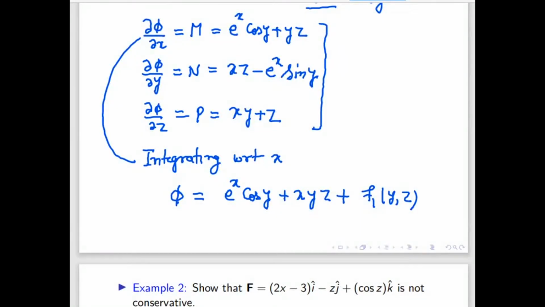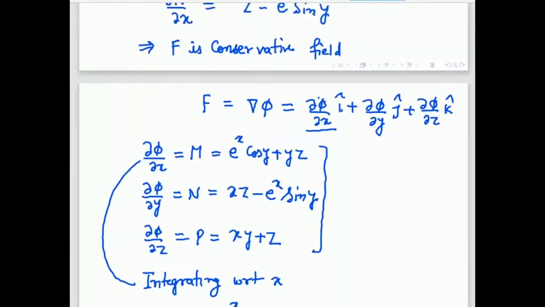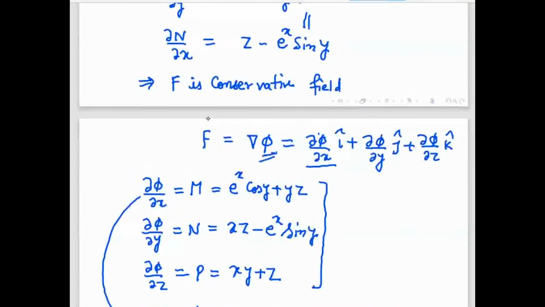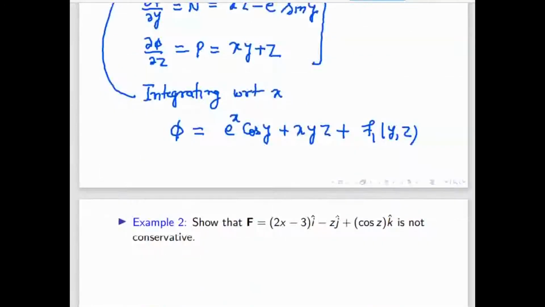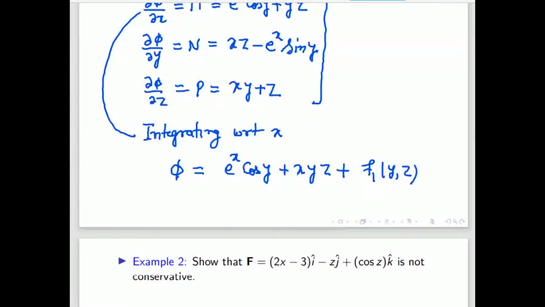So if we know f1(y, z), then we will know the complete phi. Here we have to find the potential function phi. Phi is the potential function, F is the conservative field. So in order to calculate this constant f1, what we will do, we will differentiate this with respect to y and put it in the second equation. So we will calculate del phi by del y, and then we'll equate both, del phi by del y equal to N, that is given, in order to get this value of f1(y, z).